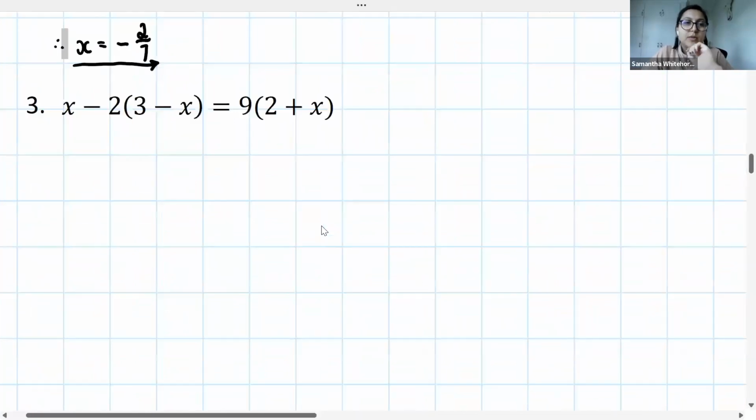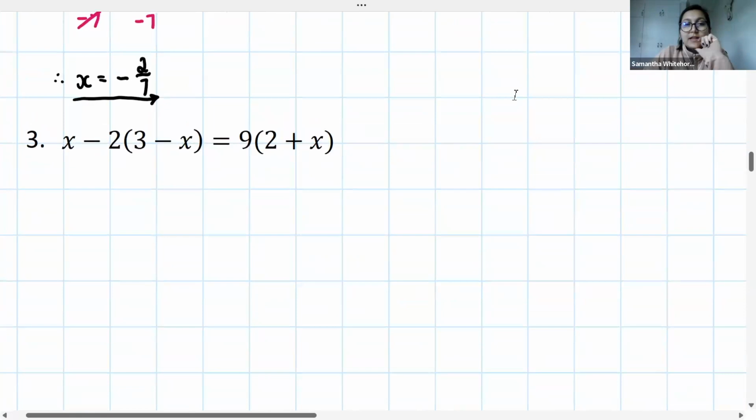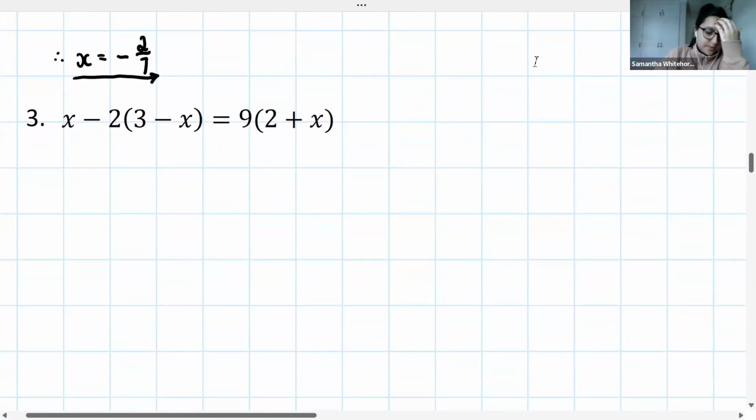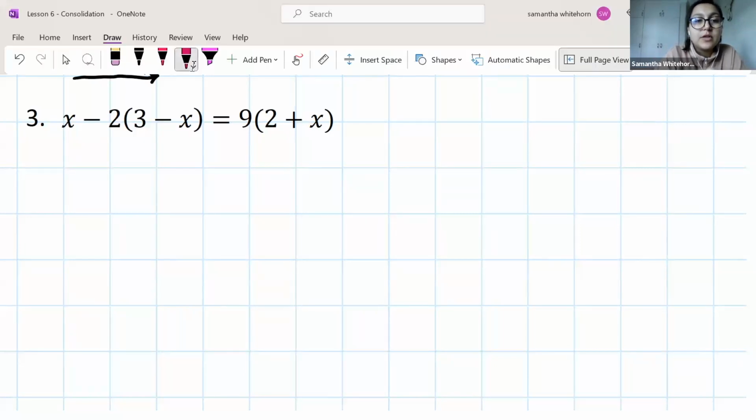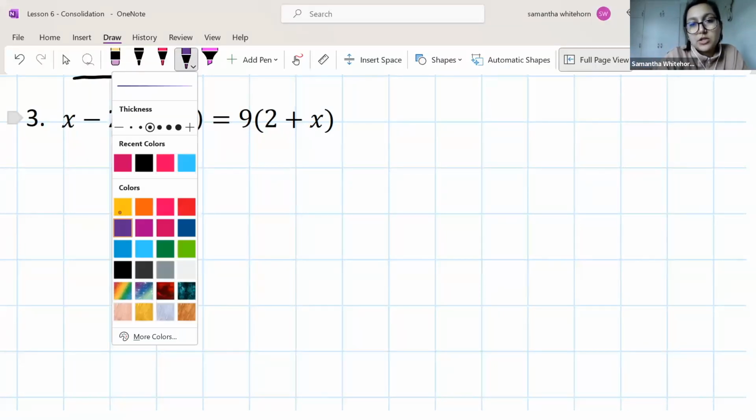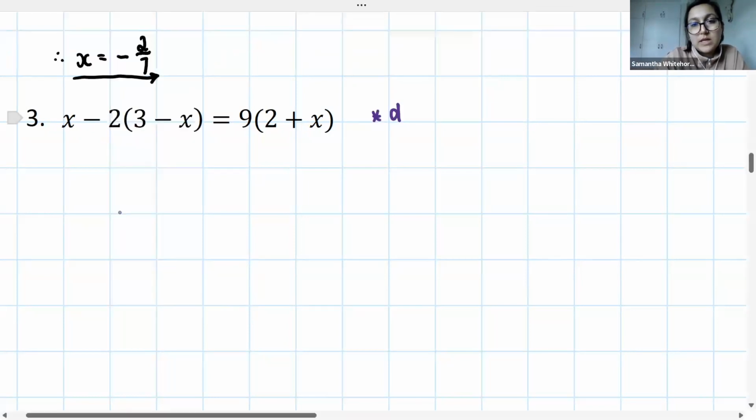Okay, so if we have a look at question 3 here, what we now need to be careful of is the fact that we have got distribution. Really, really importantly, whenever you've got distribution, so basically whenever there are brackets with a coefficient or a number or a value in front of them, we have to do it first, okay? We want to try and simplify the equation that we've been given to make it easier for us to solve for x. So we need to distribute first.